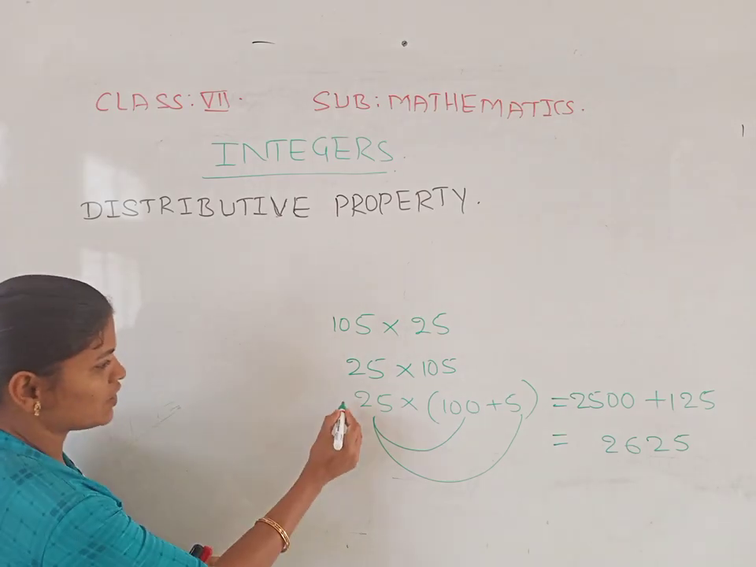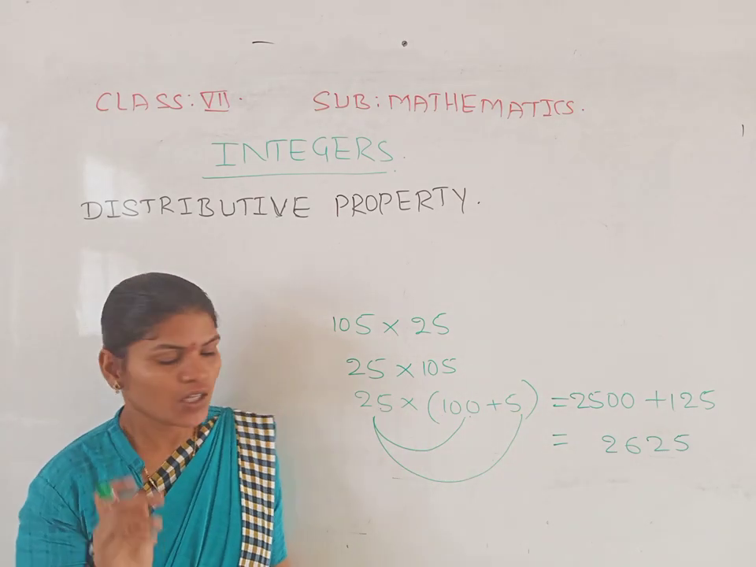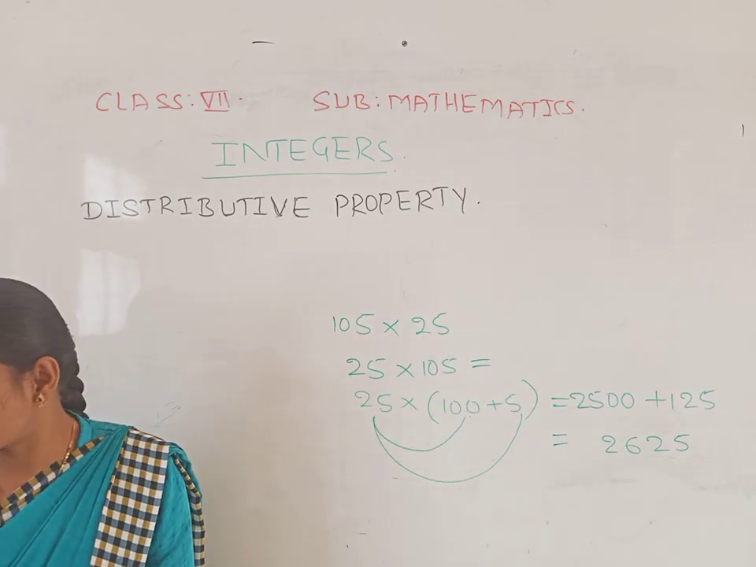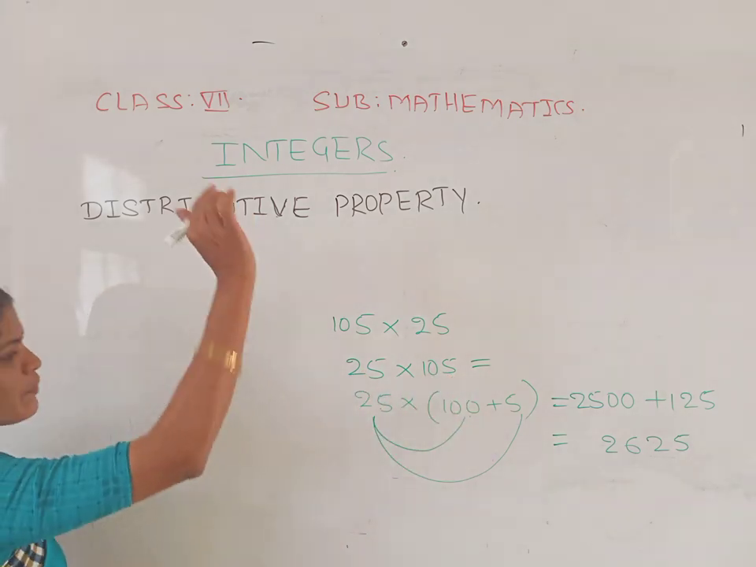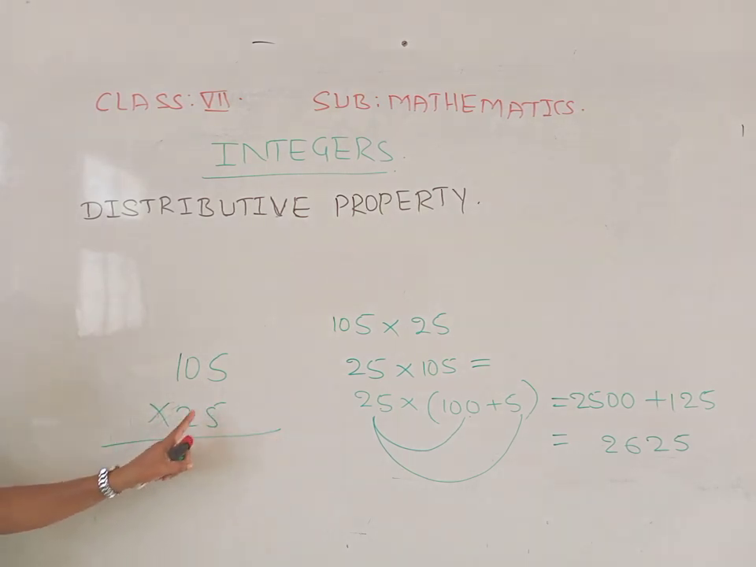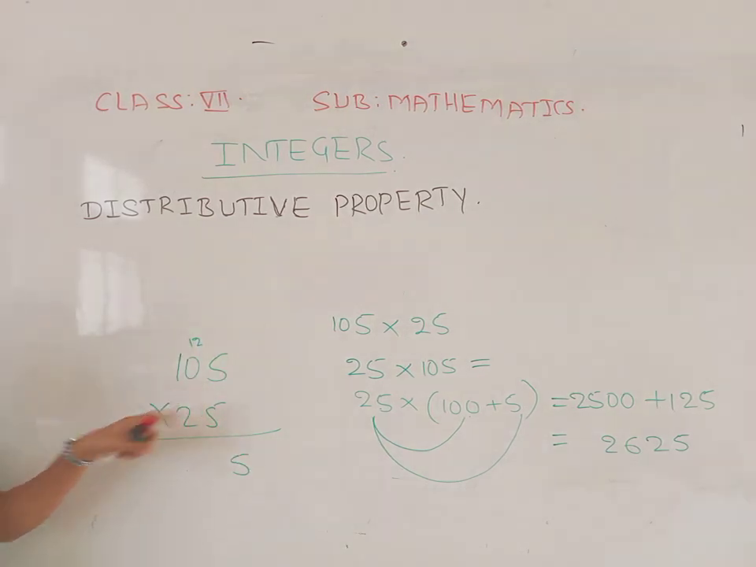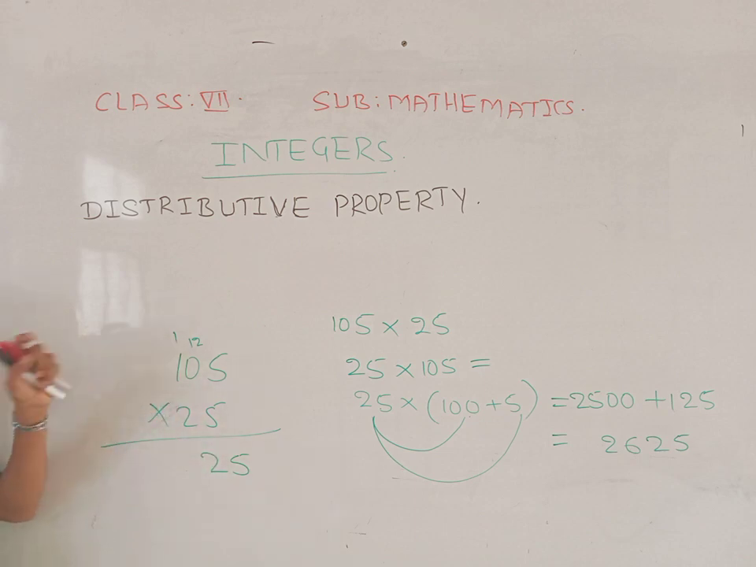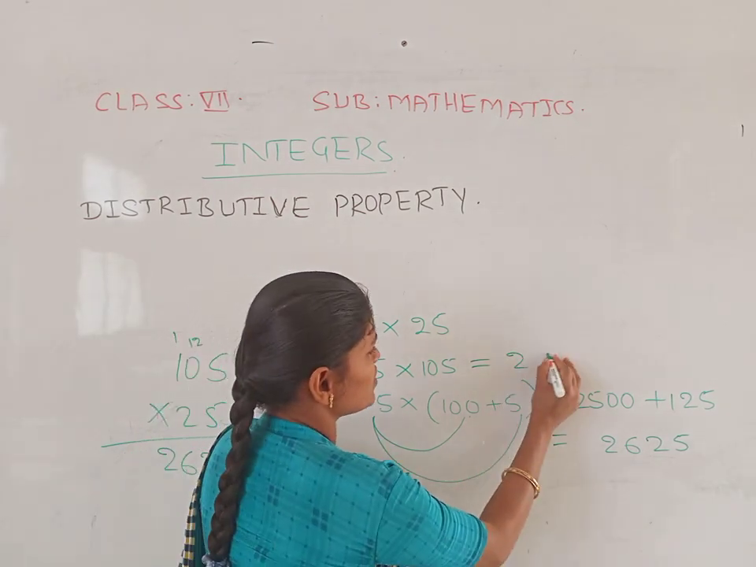So what have we done now? This 25 into 100 plus 25 into 5. We have done it, but we can do that directly, and then also we are getting the same answer. What is the direct way? We can multiply by your old method. 25 into 105. 5 times 5 is 25, keep 5, carry 2. 25 into 0, 0, plus 2, 2. 25 into 1, 25. So again our answer is 2625.